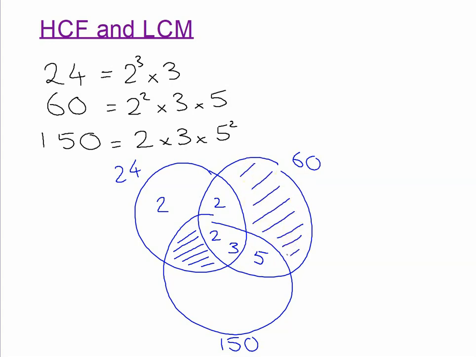150, I need a 2. I've got it. In here I need a 3. I have that as well. And in here I need 2 5s. I've already got 1. Here's another.